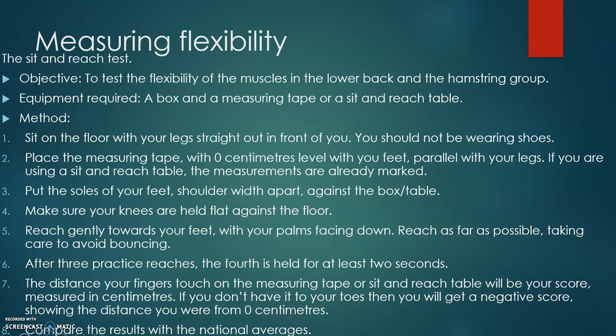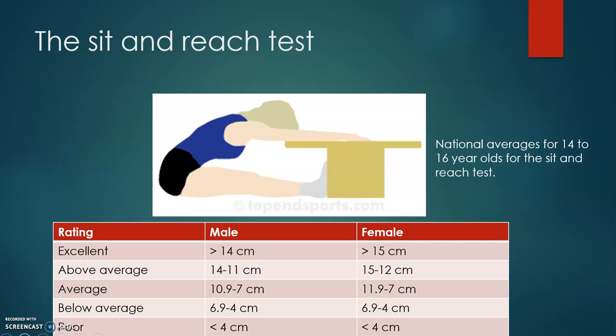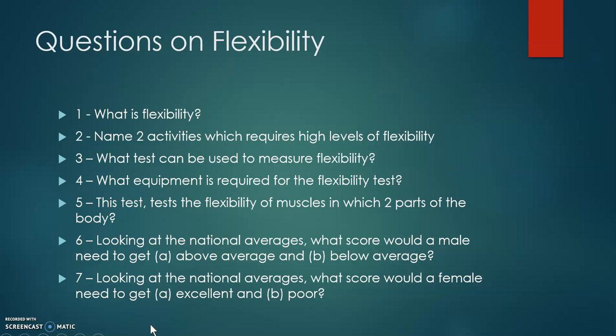The distance your fingers touch on the measuring tape or sit and reach table will be your score, measured in centimeters. If you don't reach your toes, then you will get a negative score, showing the distance you were from 0 centimeters. All right. So this is how we get the data, and this is how we see where we are according to national averages. So if I were a 14-year-old female and I got 13 centimeters, I would be in the above average bracket rating here. Okay. So I'm going to move on to the questions.